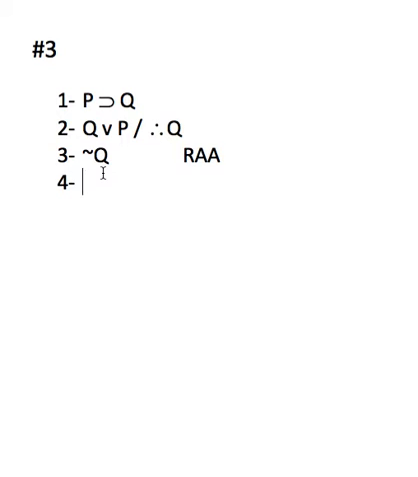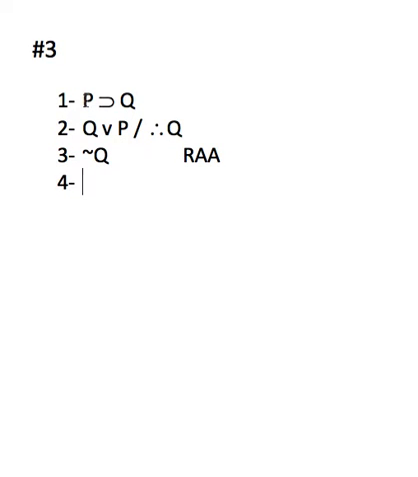So we have a not Q. All right, so we have if P, then Q; Q or P; therefore Q. We're going to go with not Q. So if we have not Q, what can we do? What rules of inference or rules of replacement can we use to move on through the premise?